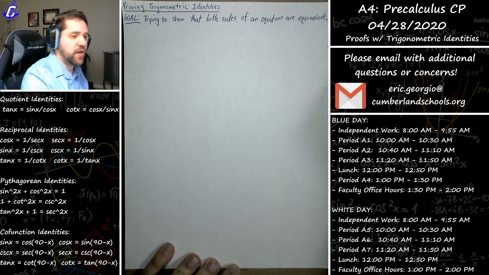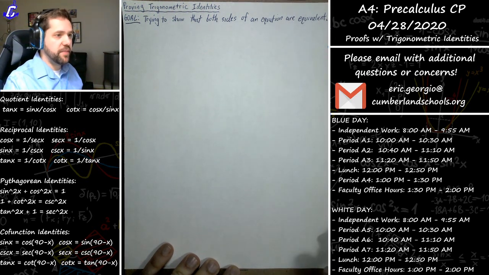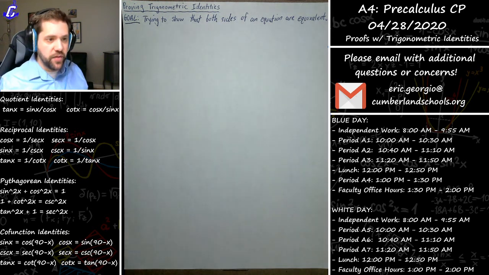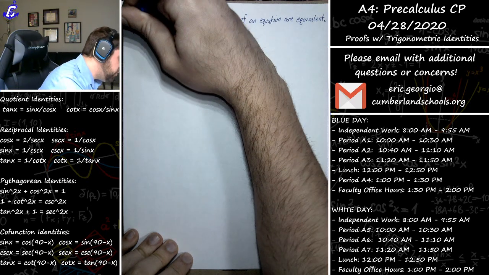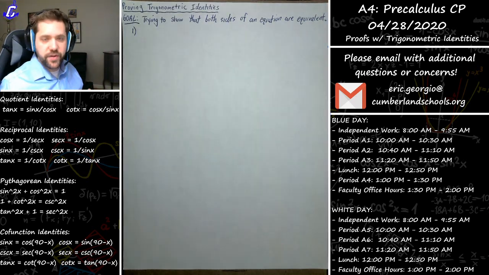Okay, that's what we're really trying to show. That's the goal of these proof problems. I'm going to give you an equation, and you have to show that both sides of the equation are the same. You can accomplish that in one of two ways, and the two ways are pretty interchangeable.